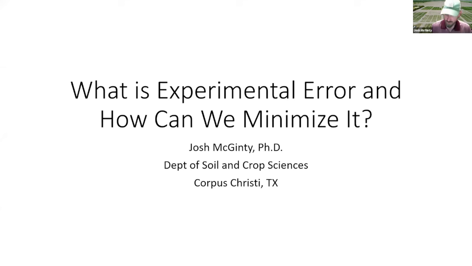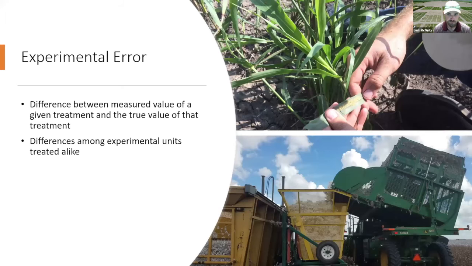Thank you. So yeah, we're going to talk about experimental error, the sources of that error, and some things that we can do as far as our experimental design, our plot layout, and some of our data collection methodology to reduce or minimize error. There's nothing we can do to eliminate it, just natural variation in the field that leads to some error, but we can do some things to minimize it as much as possible. A lot of my examples are going to be row crop focused. That's my science, but we can apply this to a lot of other areas of interest.